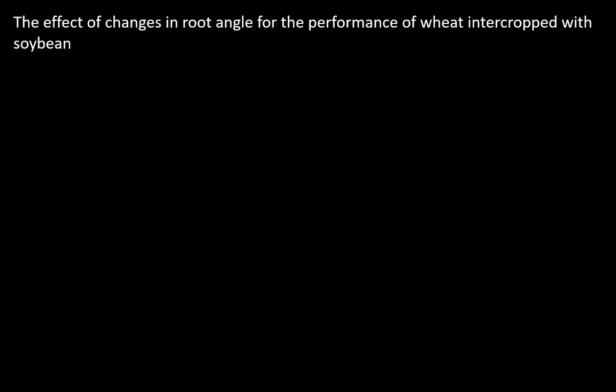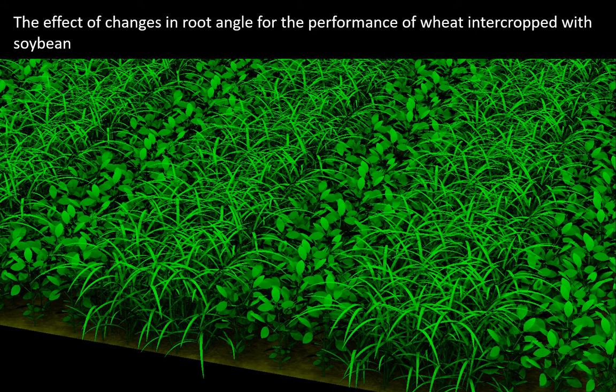So to exemplify some work in this domain, I would like to give you an example of addressing the effect of changes in root angle for the performance of wheat intercrop with soybean using a simulation model. Wheat intercrop with soybean is a well-known example of a well-performing intercrop that is non-relay. So in contrast to the wheat maize system that we focused on before, and also the wheat cotton system. This system is non-relay, so both species are typically sown simultaneously.